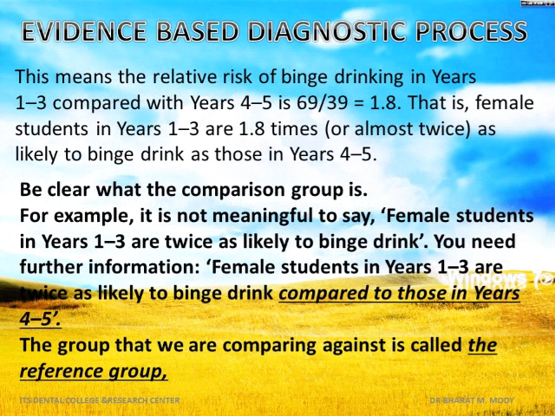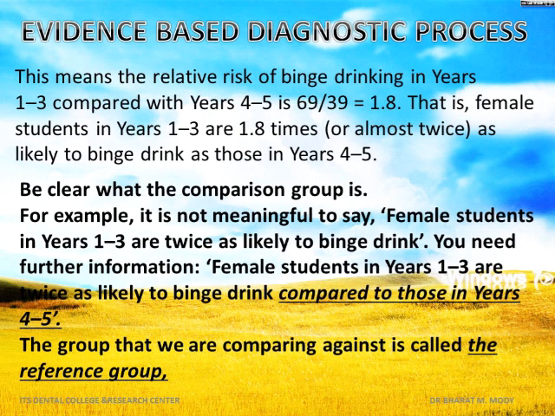These kinds of comparisons are to be taken when you are taking the risk differences. So if you compare between the first 3 years and the 4th and 5th, it is 69 by 39, that is 1.8. That means you can project that they are almost twice as likely to binge drink in the first 3 years than in the 4th and 5th.